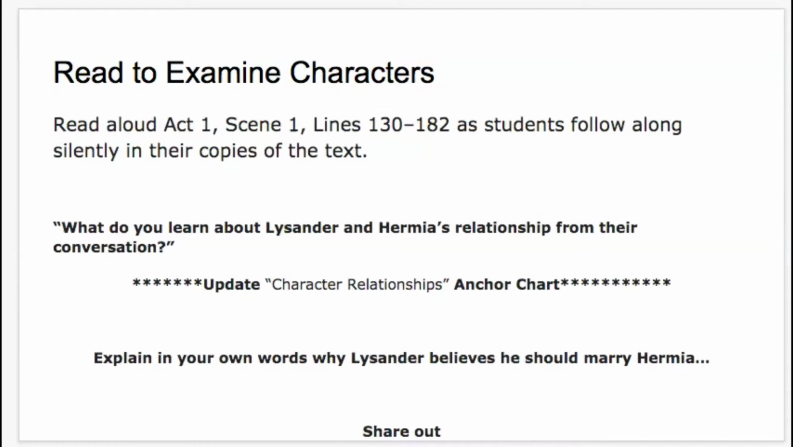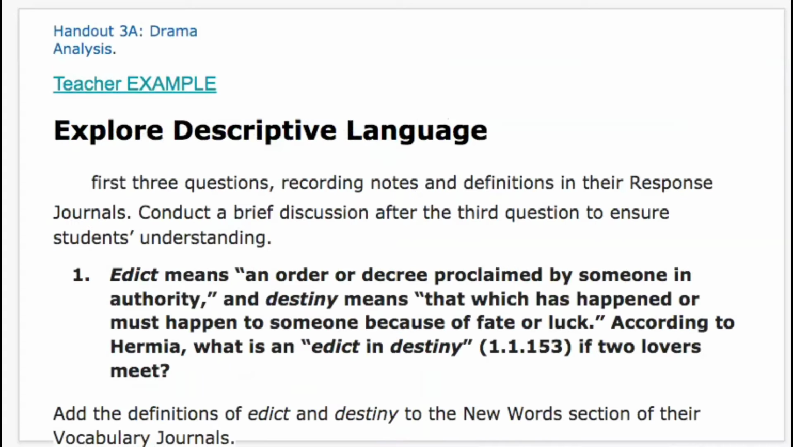Now let's read to examine the characters. I want you guys to read aloud Act 1, Scene 1, lines 130 through 182. Remember that the recordings will also be inside of Schoology. What do you learn about Lysander and Hermia's relationship from their conversation? Explain in your own words why Lysander believes that he should marry Hermia.